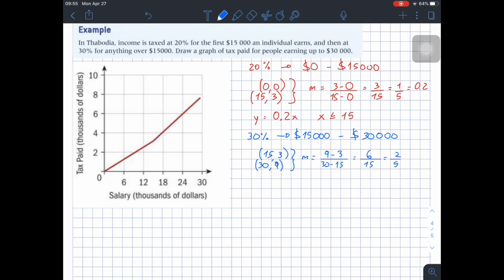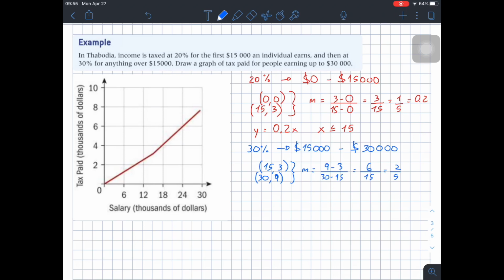And 2/5 is, divided by 3, that's 2, divided by 3, that's 5. Yes, we're getting 0.4. Shouldn't it be 0.3? 9 minus 3, yes, this is fine, divided by 30 minus 15. 6 divided by 15. Yes, we get 0.4.